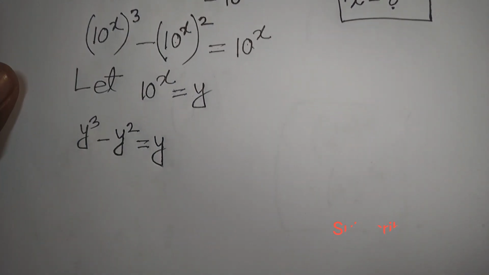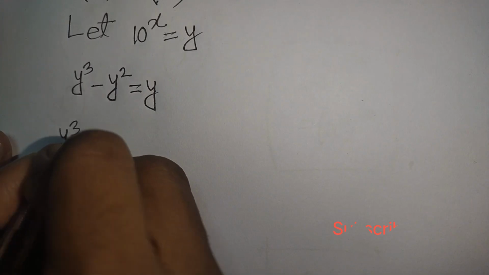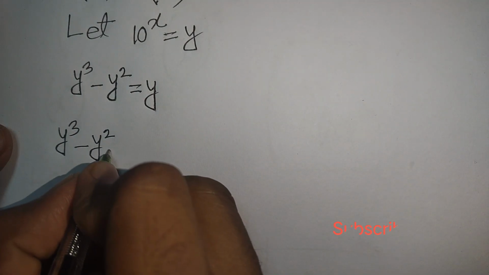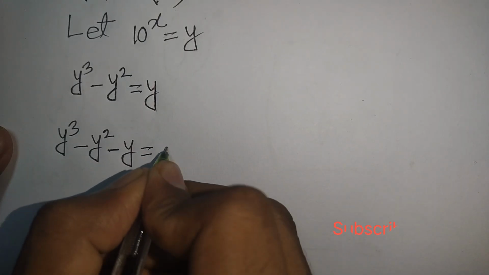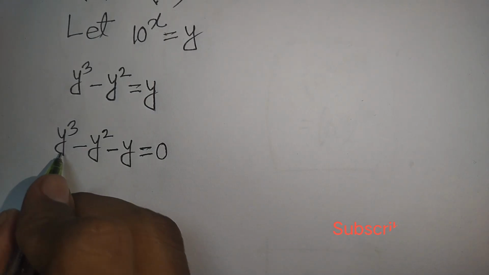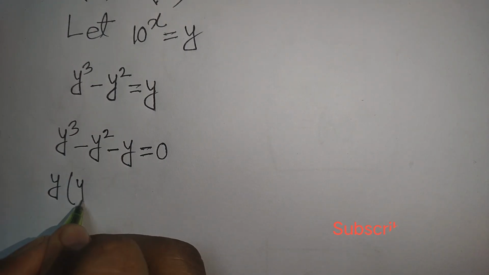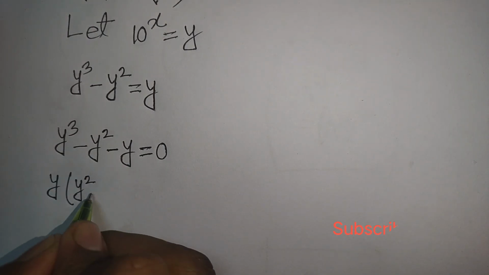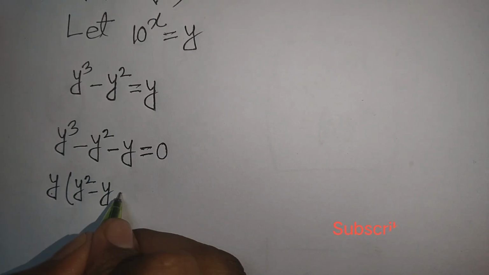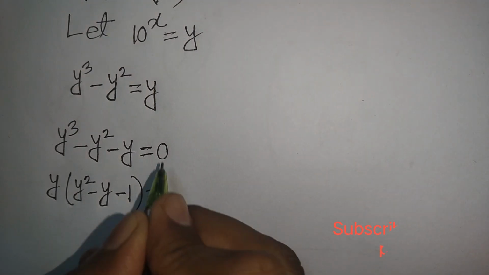Now I can write here y cube minus y square, then this y taken to the left side will be minus y, is equal to 0. Now from the left side you take common y, so y is out of the bracket. This divided by this, that means it will be y square, minus this divided by this, that means y, then minus y divided by y, that means minus 1, bracket close, is equal to 0.